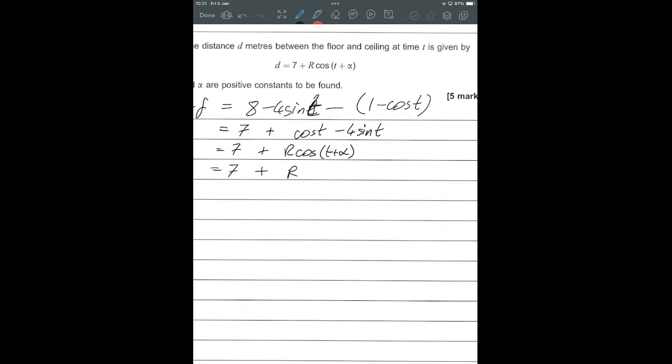And if I were to expand that out with the addition formula, which you should go and look in the formula booklet if you don't remember them, cos(A plus B) turns into cos cos, sine sine, with the opposite symbol in between. So we had t plus alpha, so it becomes a minus in between. And now just by comparing coefficients, the R cos alpha is the coefficient of cos t, and the R sine alpha is the coefficient of the sine t.